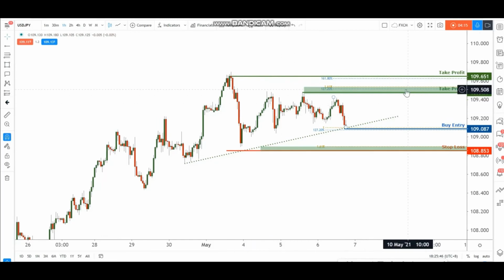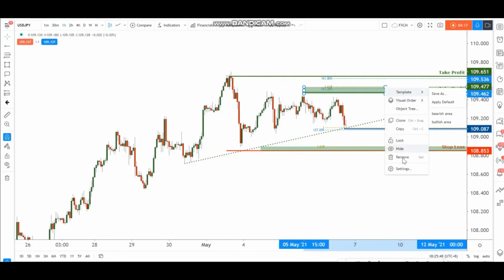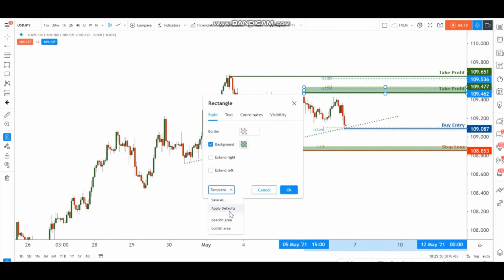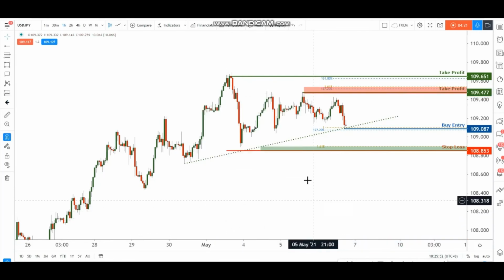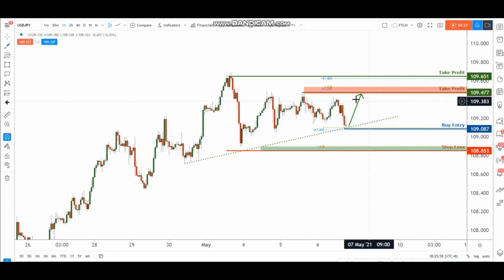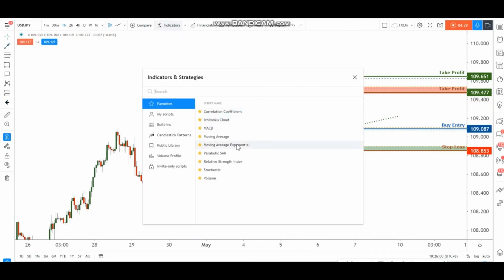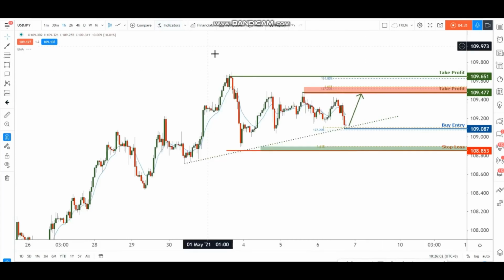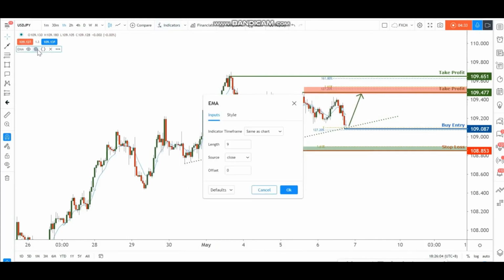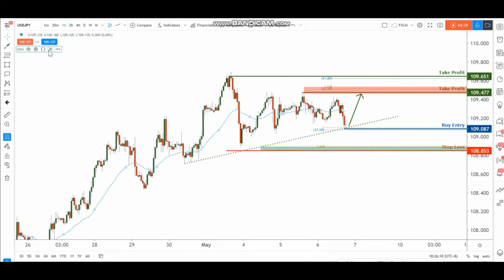So once again, my bias is that prices will probably reach our buy entry before pushing up further to our take profit level. Right? If I were to use an indicator, maybe I can use EMA. If I were to use the 34-day moving average, you can see that actually, okay, maybe not EMA, maybe use stochastics, all right?